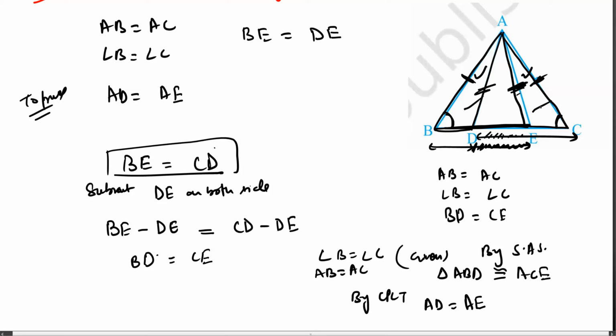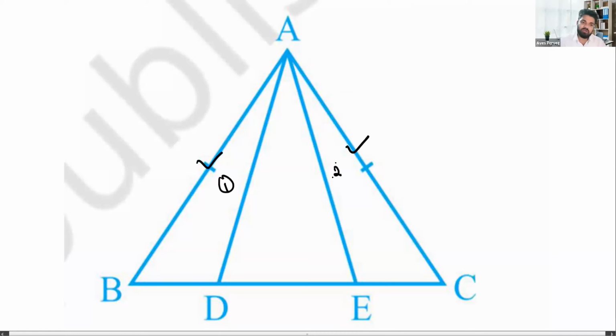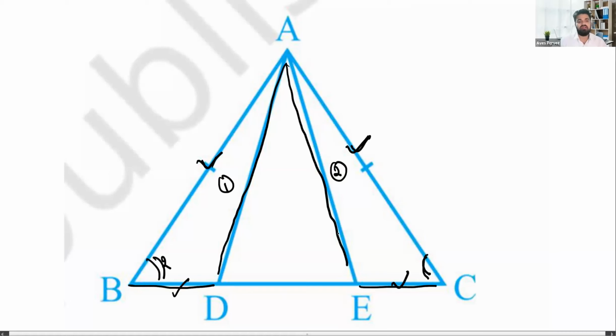How do we get AD and AE equal? Because we have proved these two triangles congruent. Okay, let me show you here. If I have that this side is equal to this side in triangle 1 and in triangle 2, this angle is equal to this angle, and we have proved that this side is equal to this side, then by side angle side, triangles 1 and 2 are congruent, so this side of triangle 1 will be equal to this side of triangle 2.